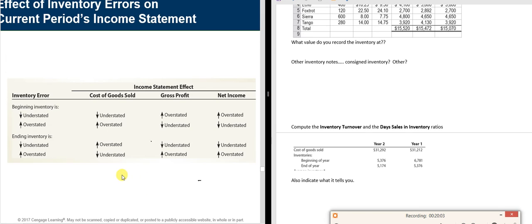And just basically, I don't know that I've ever memorized this, but remember, inventory is either sold or still here. So if your cost of goods sold is wrong, your inventory is also going to be wrong the other way. So if ending inventory at the end of the year is too low, then cost of goods sold is going to be too high. We'll walk through some of those in class.